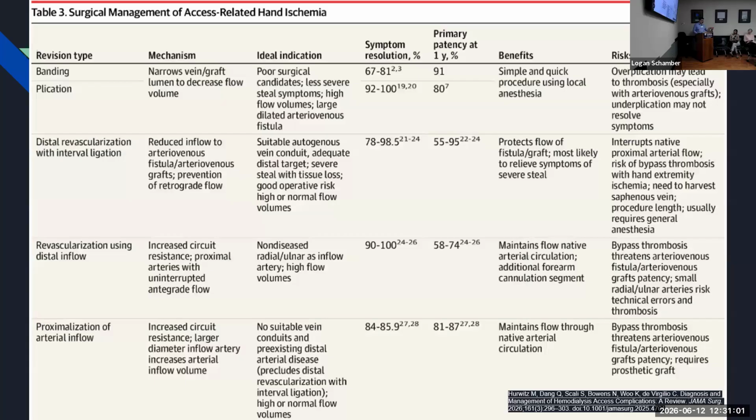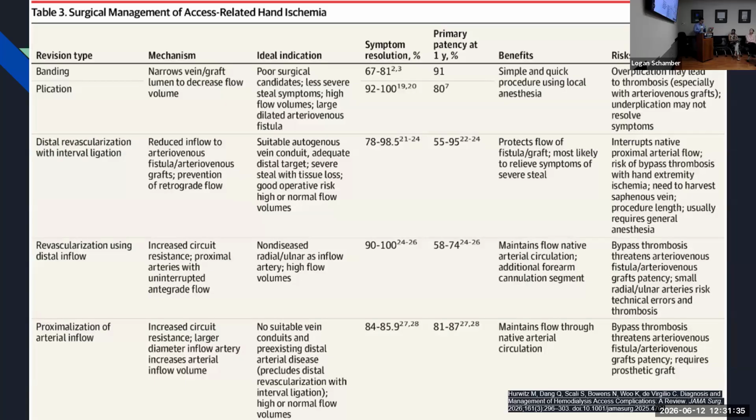This is just the table reviewing those previous surgical therapies that I highlighted. What I wanted to illustrate here is symptom resolution and patency. For the DRIL procedure, which is considered first line, they cite that at 1 year post-operatively, they have primary patency of between 55 and 95%, which is a huge range, but it does work to resolve their symptoms in up to 98%.